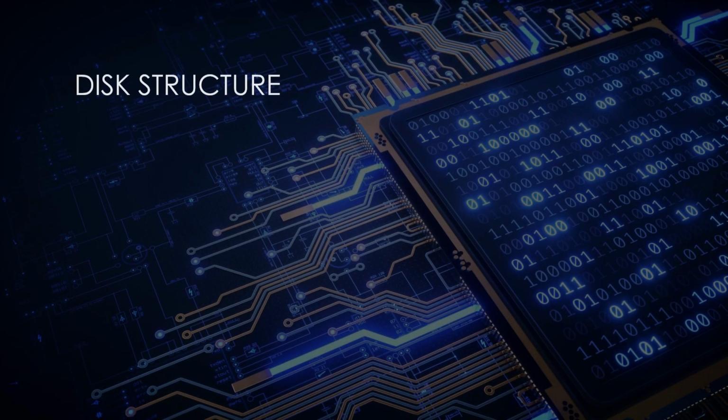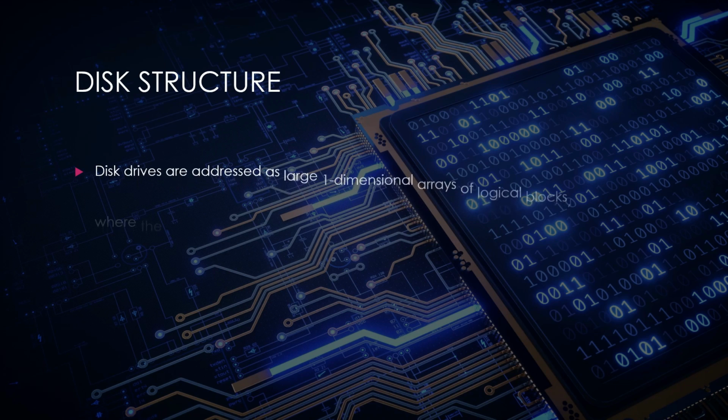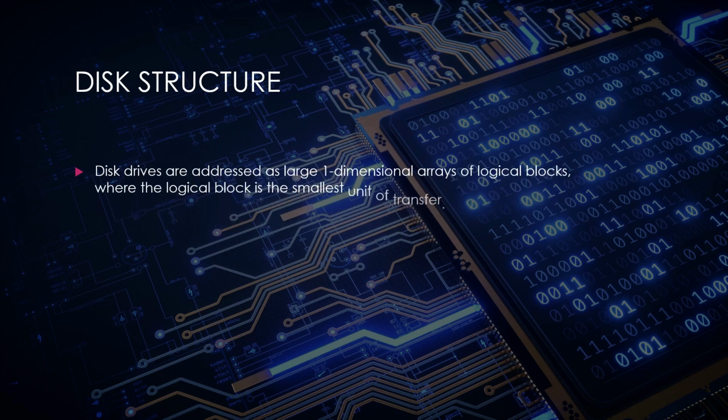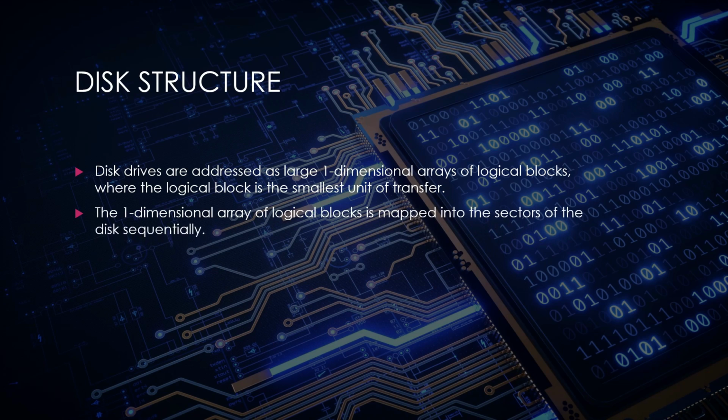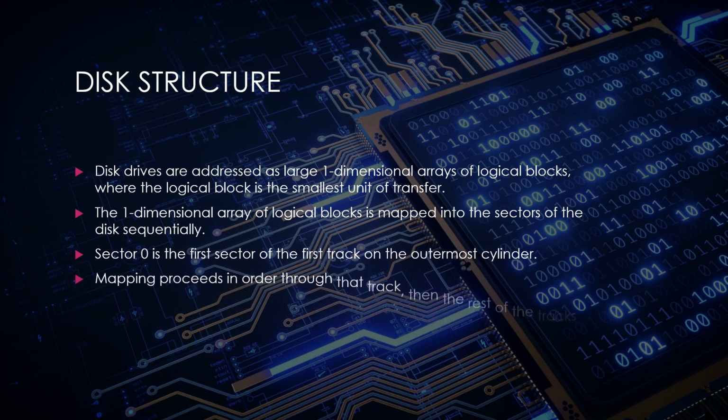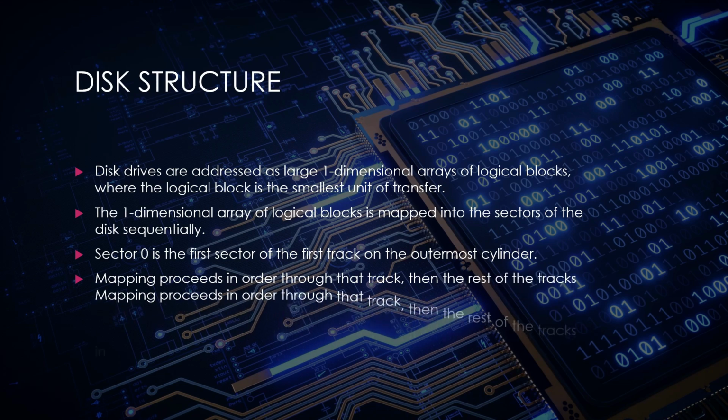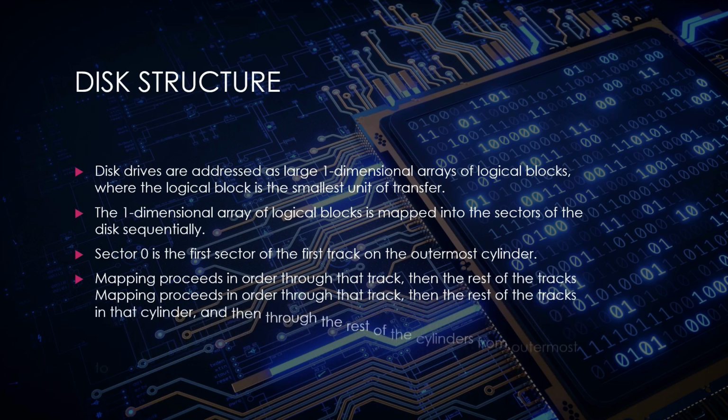Let's start with knowing what is disk structure. Disk drives are addressed as large one-dimensional arrays of logical blocks, where the logical block is the smallest unit of transfer. The one-dimensional array of logical blocks is mapped into the sectors of the disk sequentially. Sector 0 is the first sector of the first track on the outermost cylinder. Mapping proceeds in order through that track, then the rest of the tracks in that cylinder, and then through the rest of the cylinders from outermost to innermost.